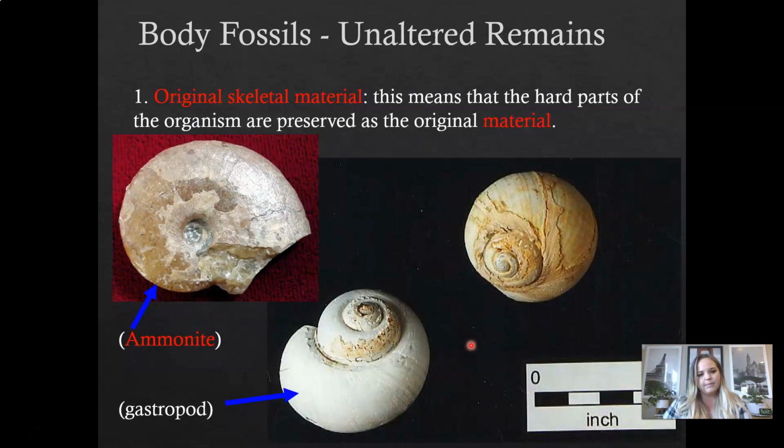With unaltered remains, you might have the original skeletal material. So this would be the original material from an ammonite or a gastropod. And these are pretty small. These aren't really big species.